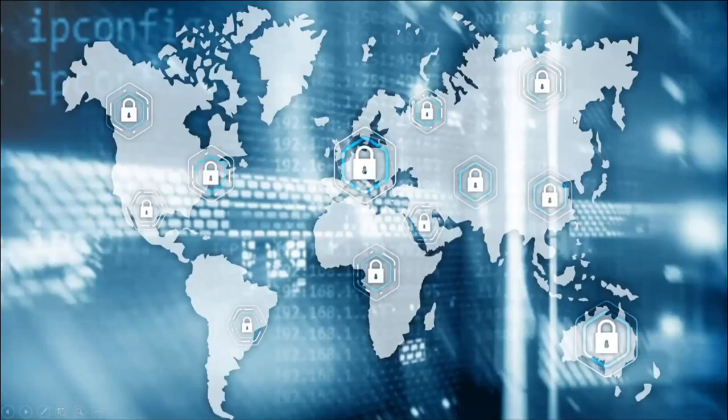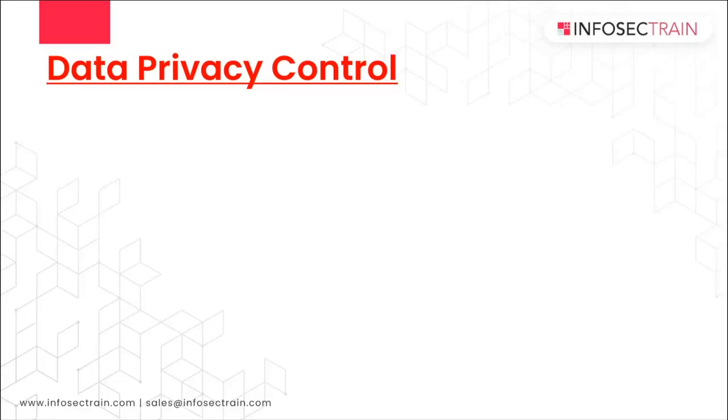Next is data privacy controls. If we want to talk about data privacy controls, we can simply say that data privacy controls refer to the measures and processes which are implemented to ensure protection against CIA threats: confidentiality, integrity and availability of personal data. And it is very essential to protect personal data from unauthorized access, use and disclosure, right?